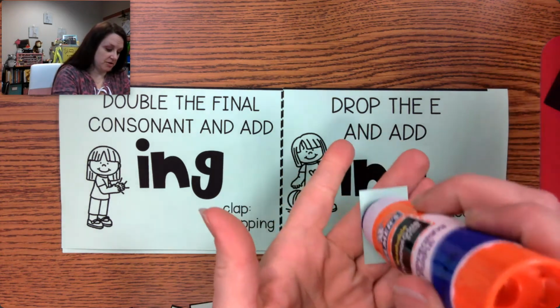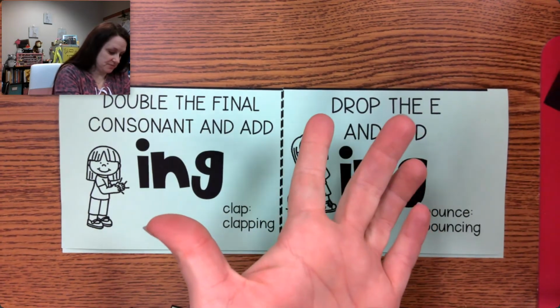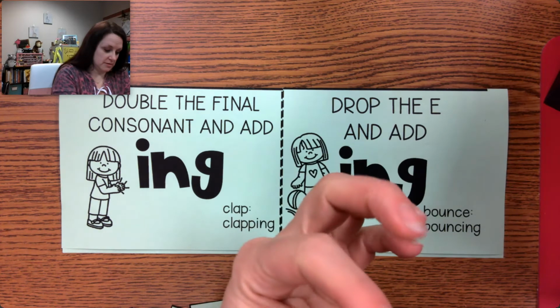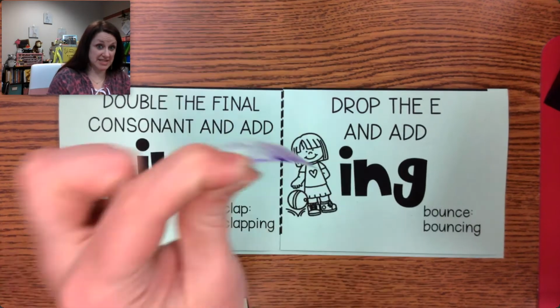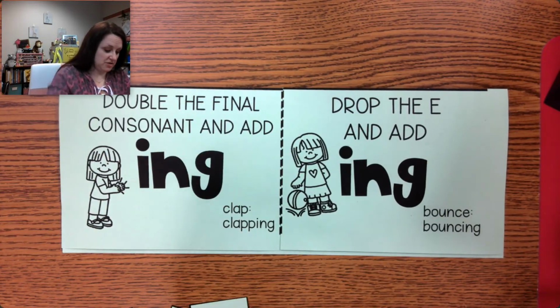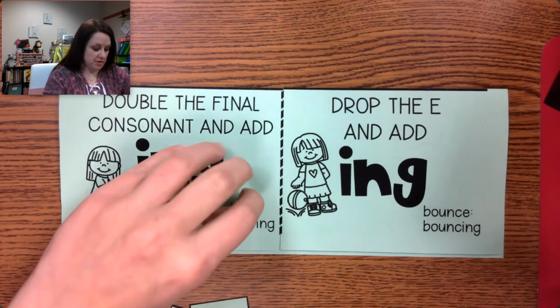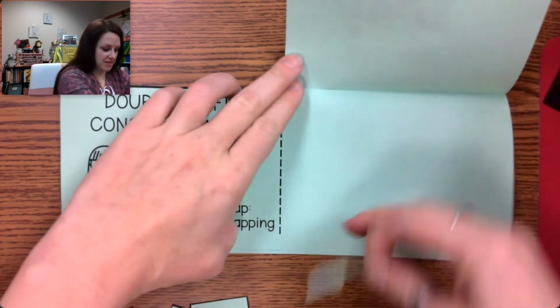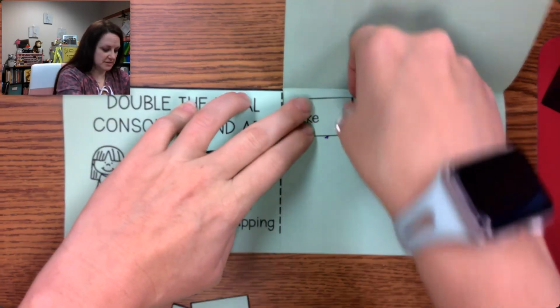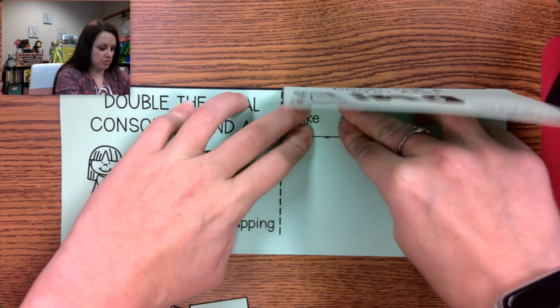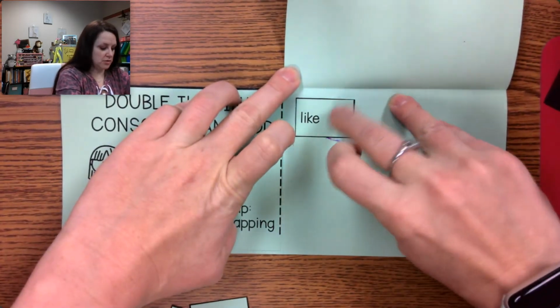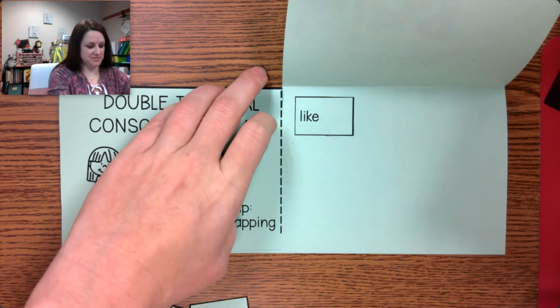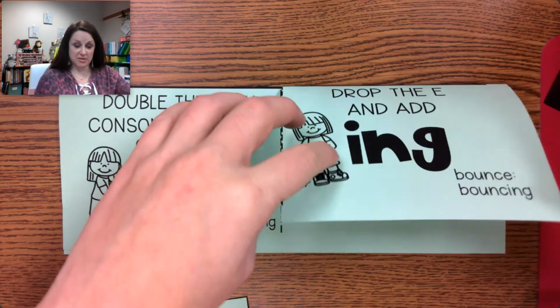So, we're going to use just a little bit of glue. You don't need a ton. Honestly, that's plenty. And then you're going to open up your drop the E side and go ahead and glue your word right in there. Perfect.